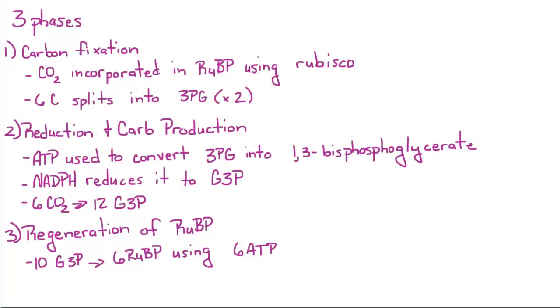The second step is the reduction in carbohydrate production, where ATP is used to convert 3-phosphoglycerate into 1,3-bisphosphoglycerate. NADPH reduces it to glyceraldehyde 3-phosphate, and the net reaction is 6 carbon dioxides are going to form 12 glyceraldehyde 3-phosphates. The last step is the regeneration of ribulose bisphosphate. You've got 10 molecules of glyceraldehyde 3-phosphate combining with 6 molecules of ATP to produce 6 molecules of ribulose bisphosphate.